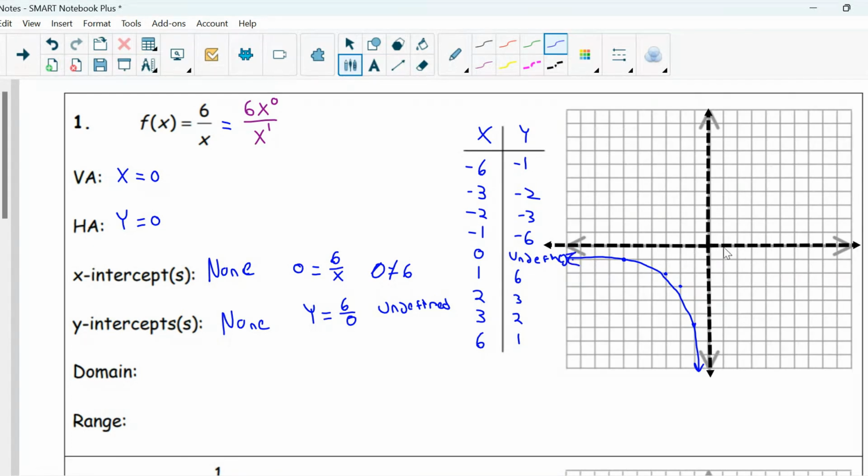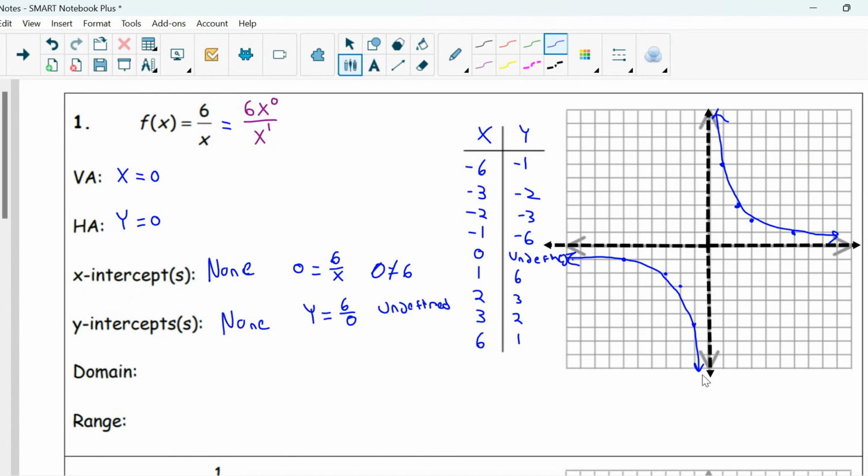Same goes with the positive direction here. 1 and 6, 2 and 3, 3 and 2, 6 and 1, and once again, I can go through and draw my hyperbola. And that's going to give me a graph that looks something like this.